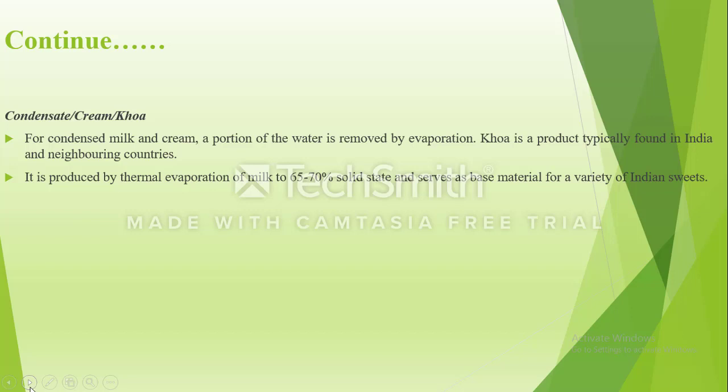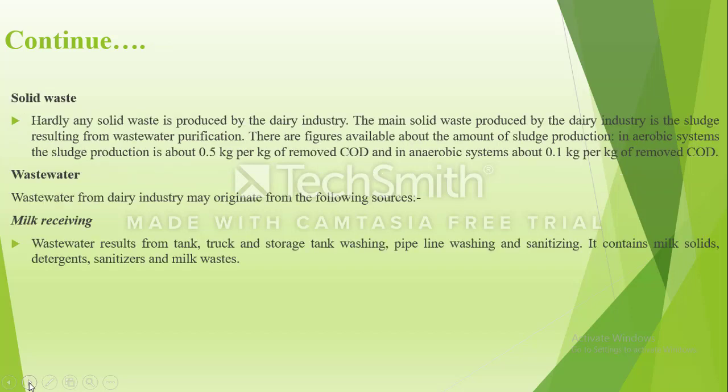So we can say that it is very important, and after that comes solid waste. Hardly any solid waste is produced by the industry. The main solid waste produced by the dairy industry is the sludge resulting from the wastewater purification. There are figures available about the amount of sludge production. In an aerobic system, the sludge production is about 0.5 kilogram per kilogram of removed COD, and in an anaerobic system about 0.1 kilogram per kilogram of removed COD.